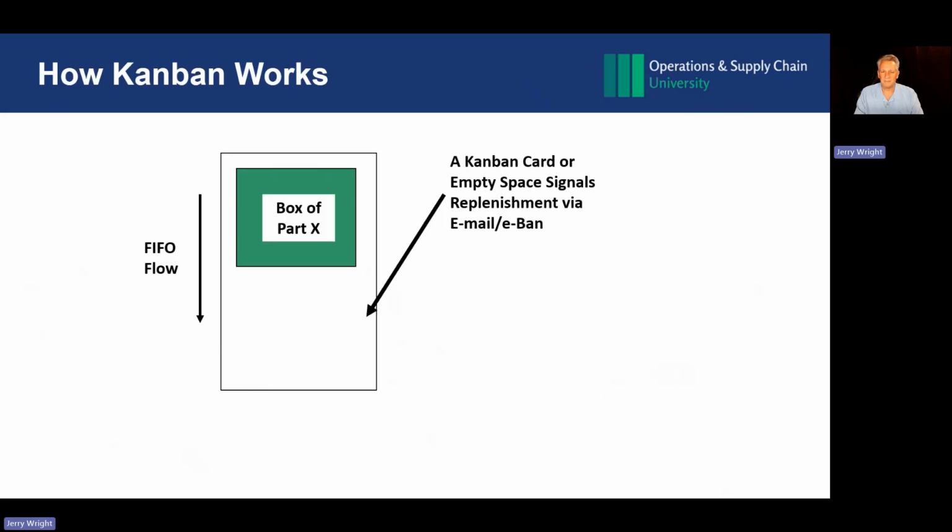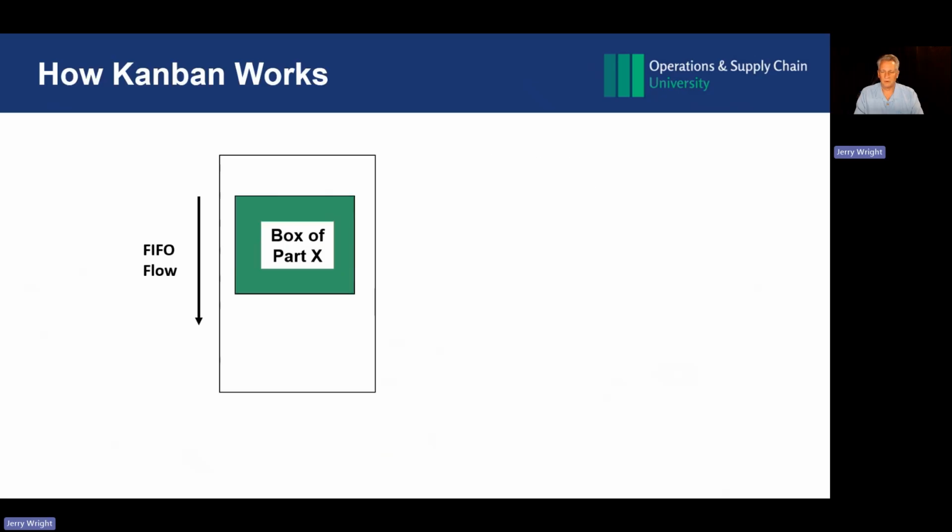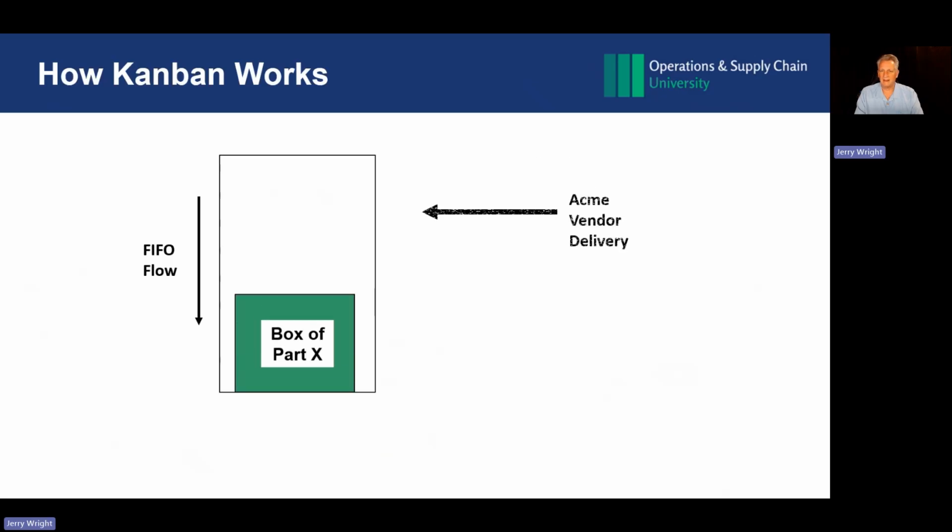Okay, now I have an empty space. It basically says I need to replenish part X from my supplier. Let's say we order a box of paper from an Office Depot or a Staples or something like that. Now, because I'm doing first in, first out, I'm going to go ahead and move that box forward while I send my order off to the supplier. Now, my supplier, let's say it's Acme Vendor Delivery, brings a box in, we put a label on it, and then Kanban is done. That just repeats endlessly as long as part X is being consumed.